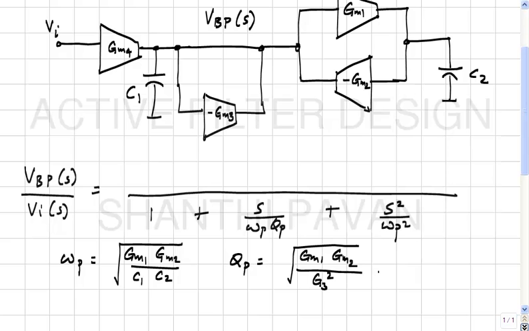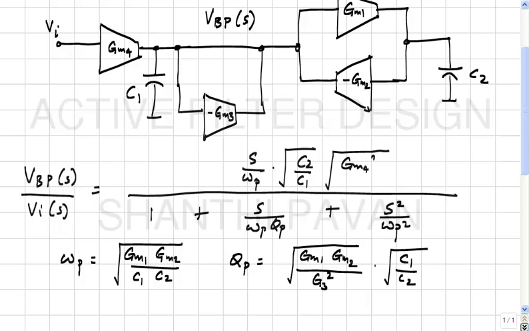So what is it? Into where? On the numerator or denominator? Times 1 by root of C2 by C1 or C1 by C2. Okay. What is there in the numerator? S by omega P, root of C2 by C1, Gm4 square by Gm1 Gm2. All right. So clearly this is a band pass response.